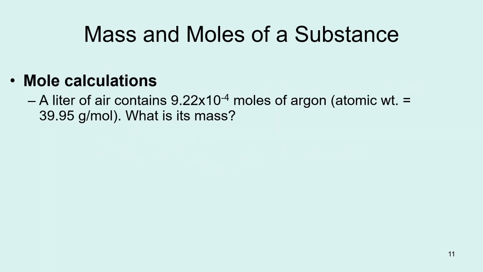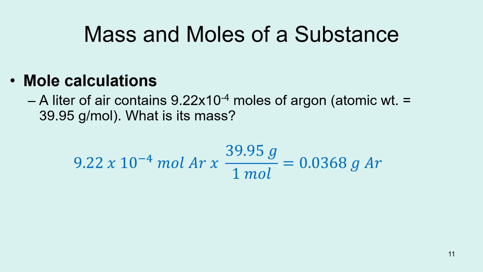In the same way, I can use the conversion factor in the other way. So let's say I have a liter of air, and that air contains 9.22 times 10 to the minus 4 moles of argon. I want to know what the mass of argon is in that liter of air. So I look up the atomic weight of argon. Argon is just an element. So I look up argon. Argon is 39.95 grams is equal to 1 mole.